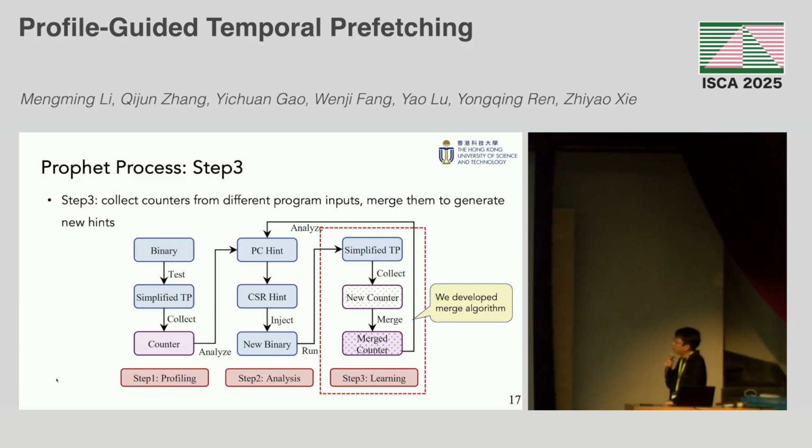Finally, at step 3, Prophet samples counters from different program inputs, and we develop an algorithm for merging the old counter and the new counter. After merging them, we use the merged counter to regenerate or update the PC hint and the CSR hint. This hint can be effective for the new inputs and all encountered old inputs.